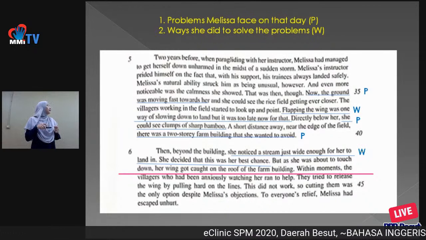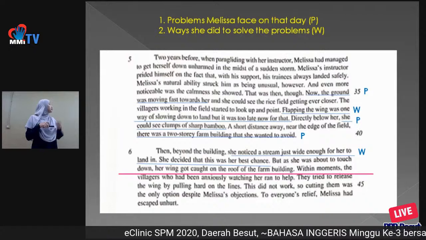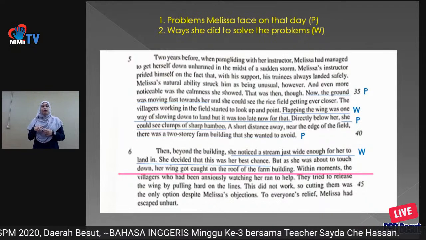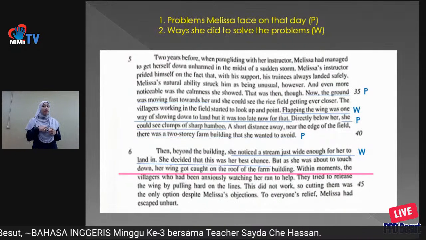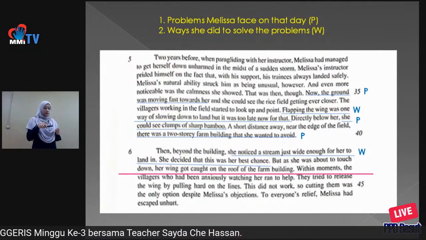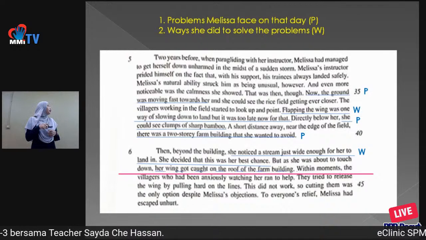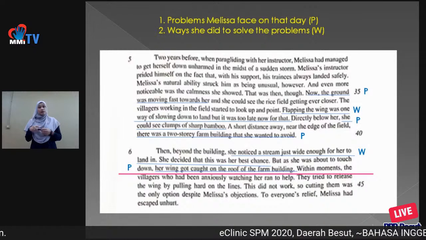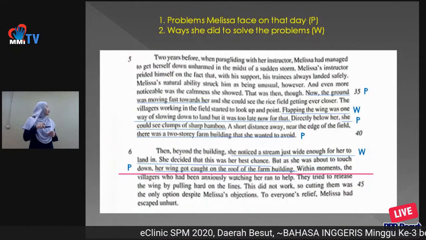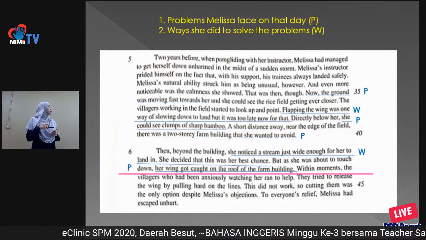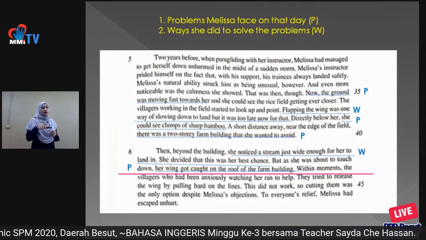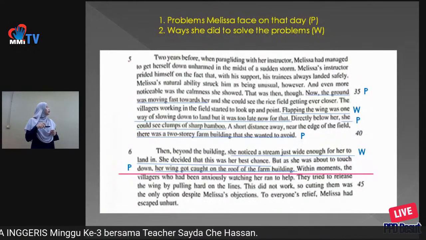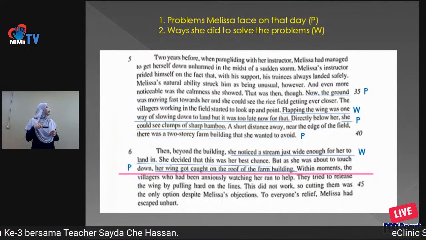Okay, last one. But as she was about to touch down, her wing got caught on the roof of the farm building. Okay, she planned to land dalam sungai tu, but then when she tried to go there, her wing got caught on the roof of the farm building. Okay, that's the last one, problem. That's why here the villagers potong dia punya wing tu sebab dia tersekat dekat atas tu. So basically, we did only line 43. Yang bawah tu tak payah dah ambil.